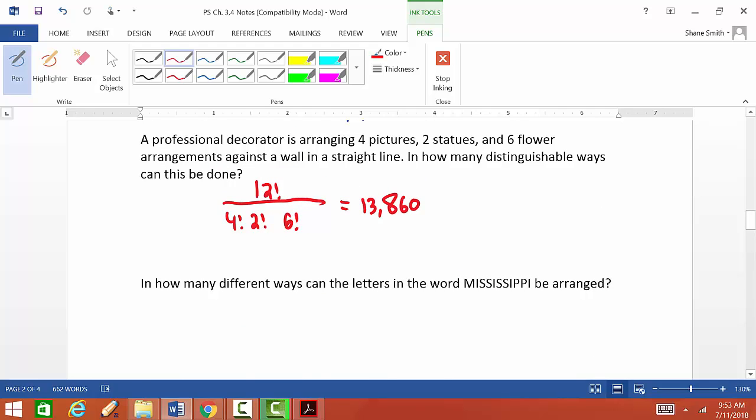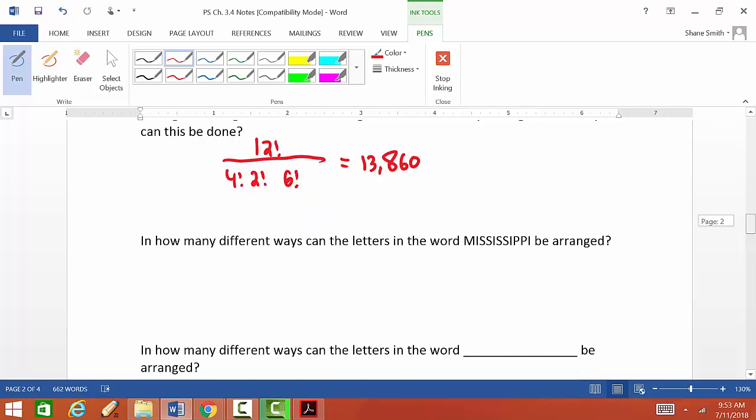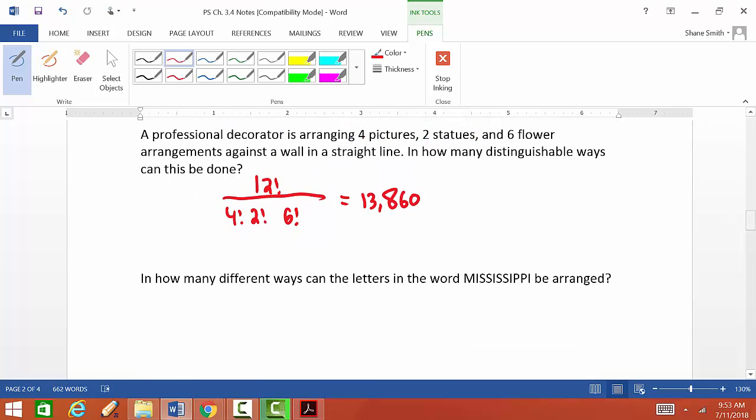Okay. And I'll save you the grief of canceling everything again for this one, but again, you can just put that part in your calculator, but you should know how to eliminate factorials. It's useful to know because you may have to do it.